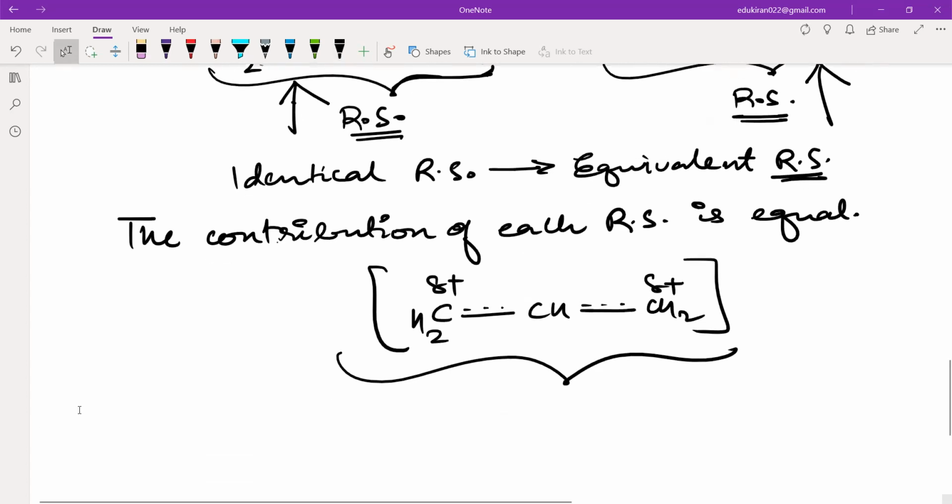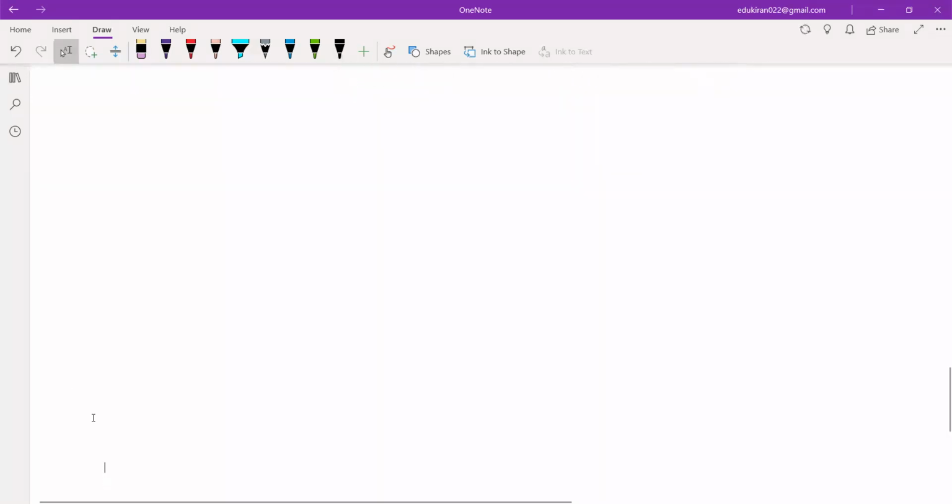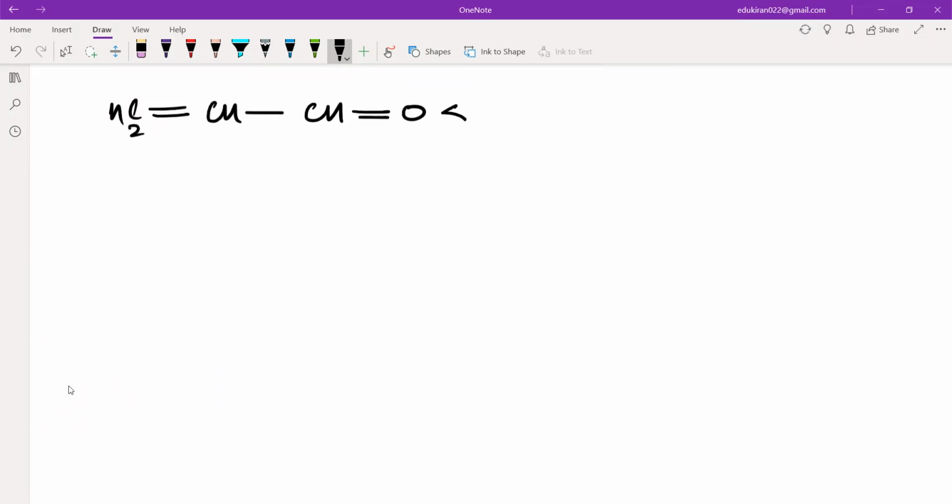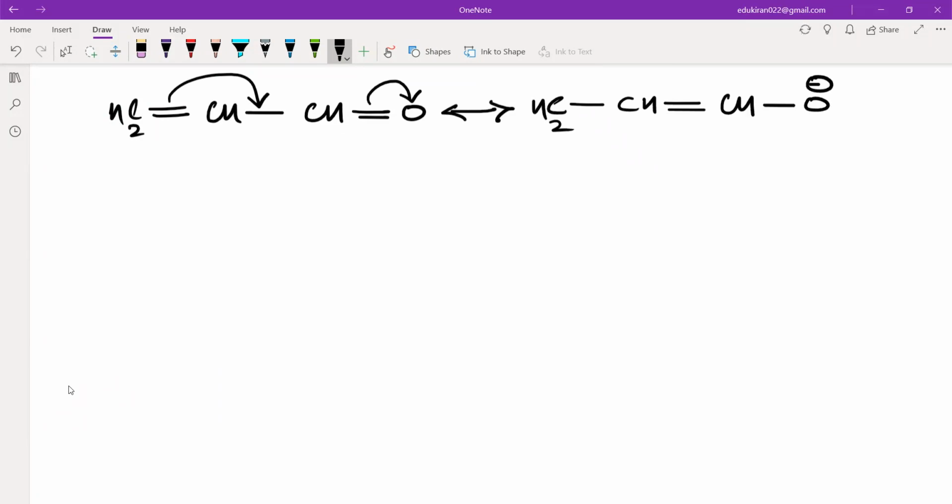But for example, if I have these two resonating structures, let me write CH2 double bond, CH single bond, CH double bond O. So the resonating structure that I wrote, I will write it like this. Let us say that this came here and this came here. So CH2 single bond CH double bond CH single bond O, and then O will have a negative charge. This will have a positive charge.